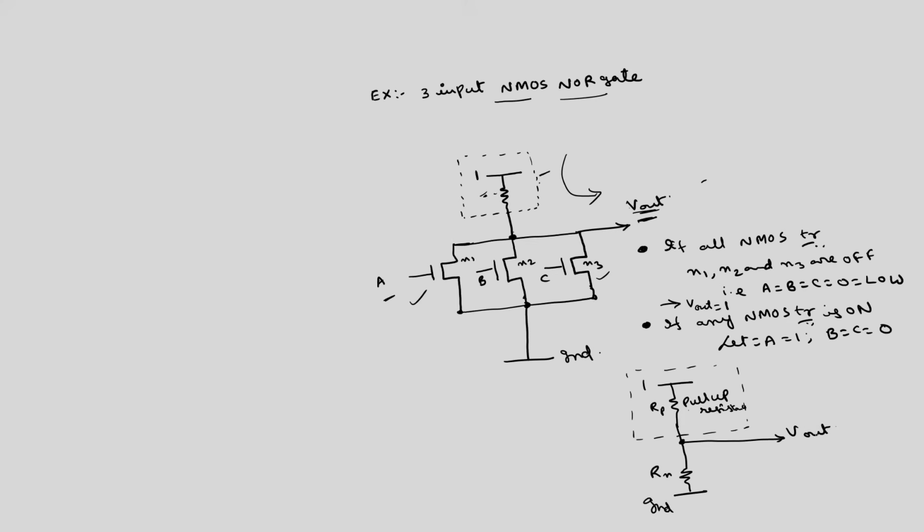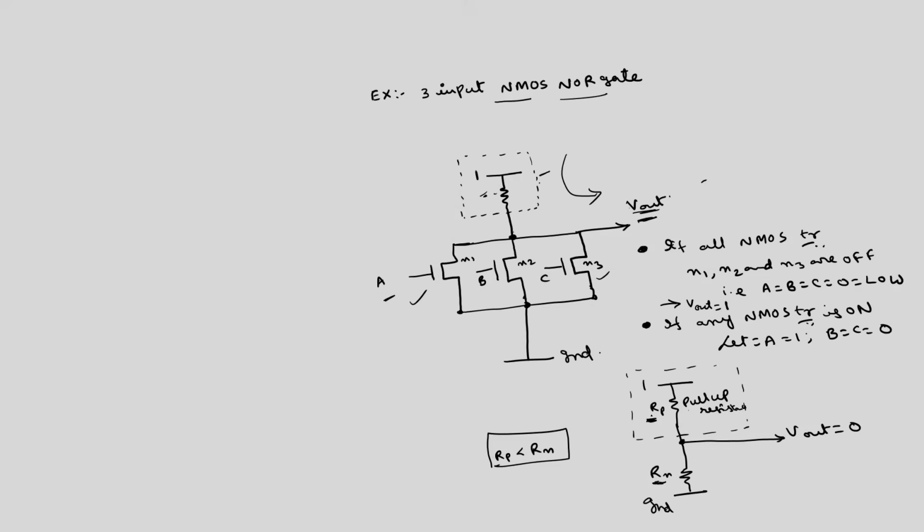So, here what will be the output now? Here also there is some resistance, here also some resistance. Normally we will choose this pull up resistance such that Rp is less than the on resistance of NMOS, so that the output becomes 0, which is the operation required for the NOR gate. So, we will choose this pull up resistance such that Rp is less than Rn.